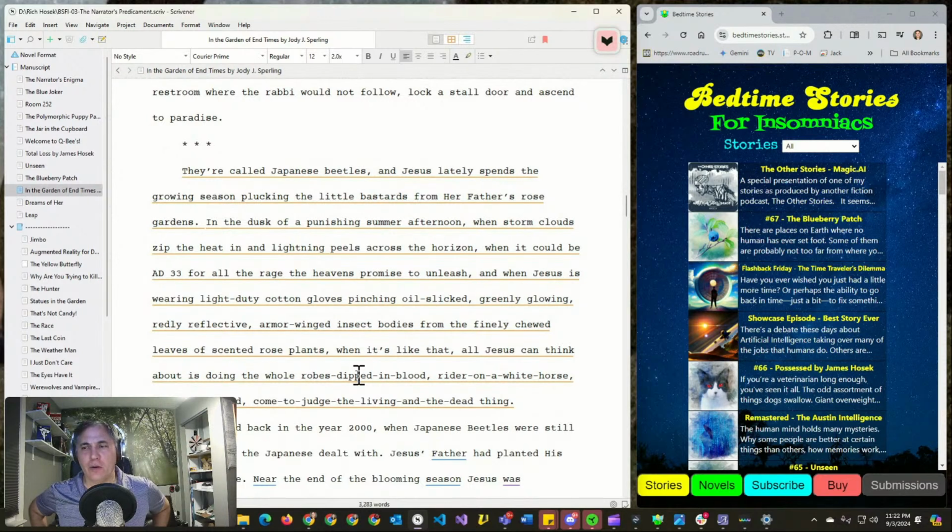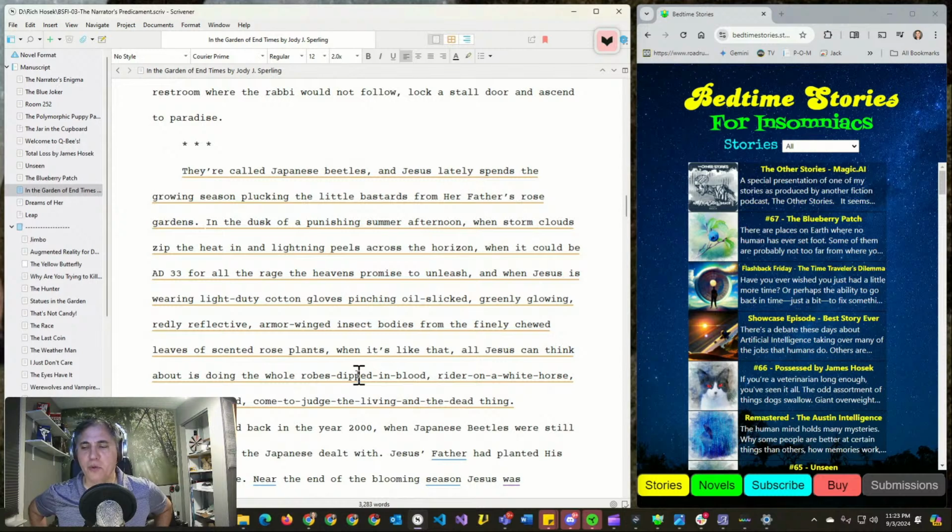All right. They're called Japanese beetles, and Jesus lately spends the growing season plucking the little bastards from her father's rose gardens. In the dusk of a punishing summer afternoon, when storm clouds zip the heat in, and lightning peals across the horizon, when it could be AD 33 for all the rage the heavens promise to unleash, and when Jesus is wearing light duty cotton gloves, pinching oil slicked, greenly glowing, redly reflective, armor winged insect bodies from the finely chewed leaves of scented rose plants, when it's like that, all Jesus can think about doing is the whole robes dipped in blood, rider on a white horse, sharpened sword, come to judge the living and the dead thing.